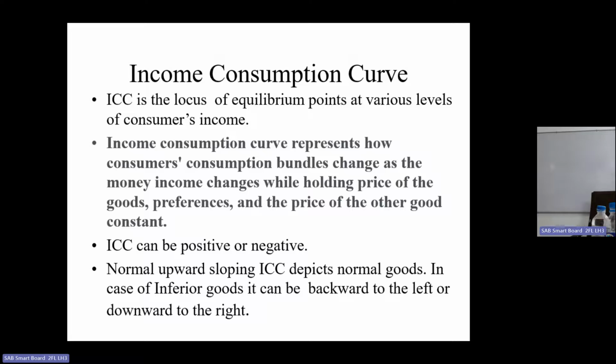So, in the case of inferior goods, this is downward sloping. This is the income axis, here the income, and the product X demand. So that can be either backward or downward sloping.